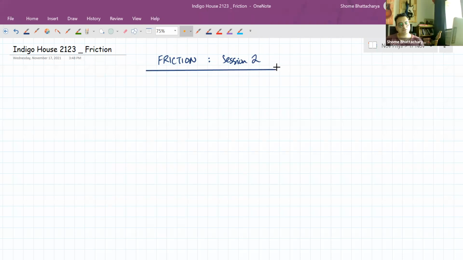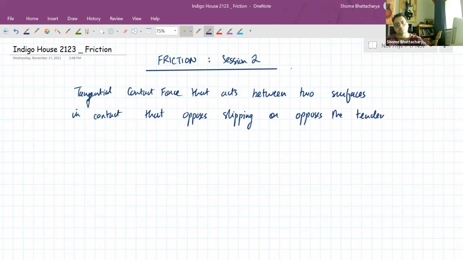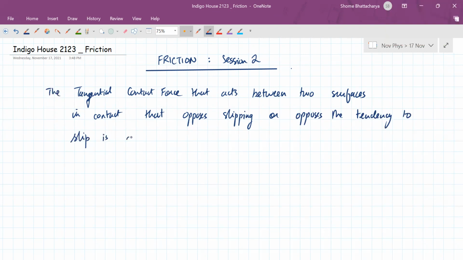So what we saw is that when there are two surfaces in contact, a tangential contact force acts between the two surfaces in contact that either opposes slipping, or opposes the tendency to slip. That is called friction.